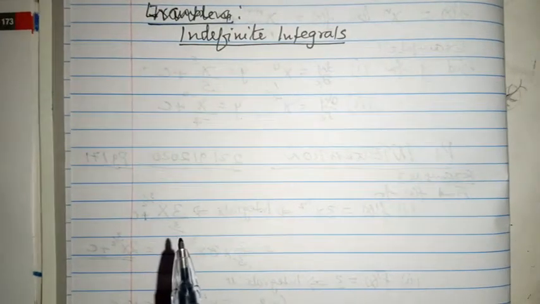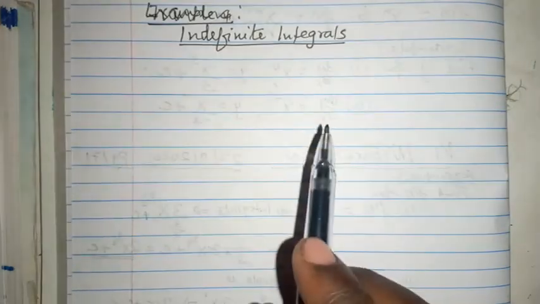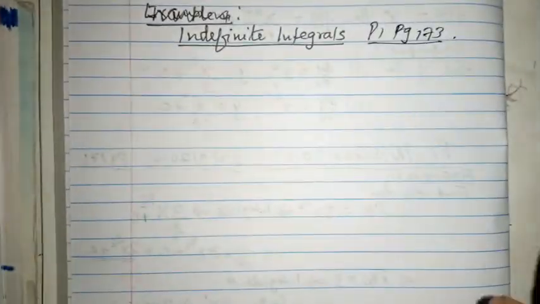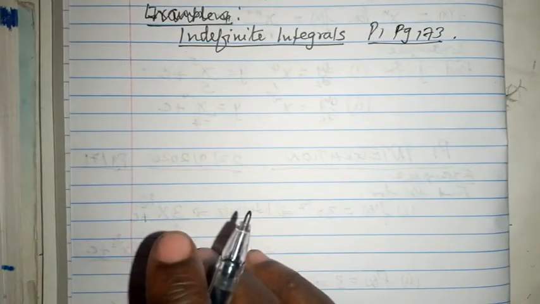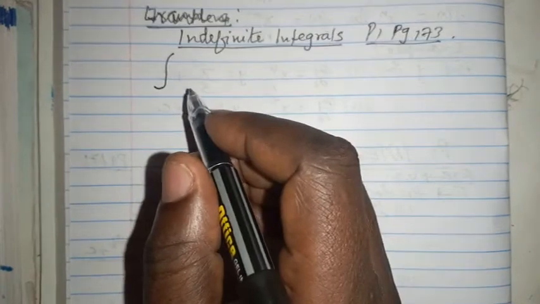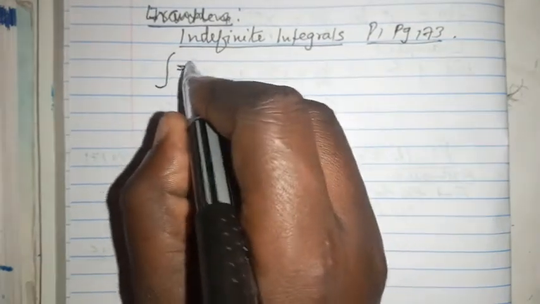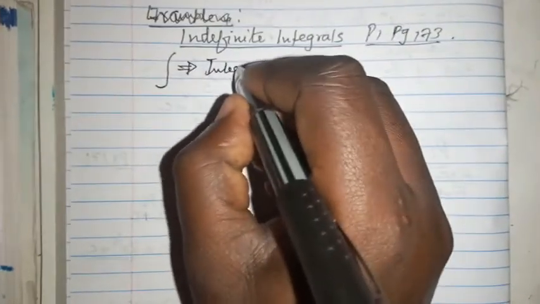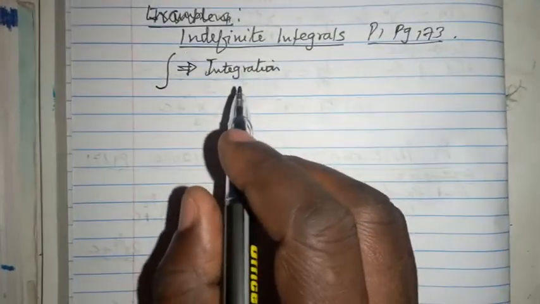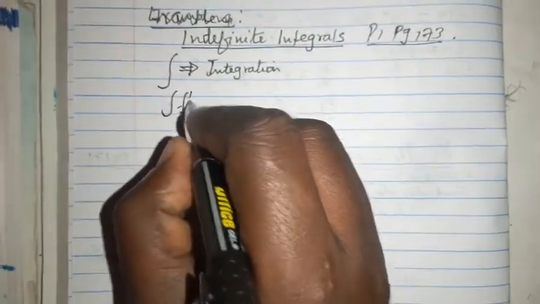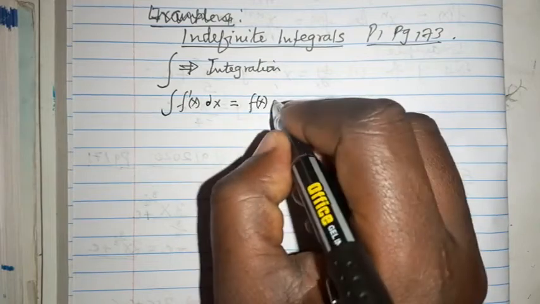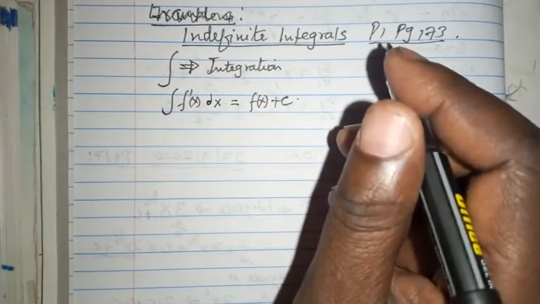And in this video, we continue to understand integration, and I want us to say something about indefinite integrals on P1, page 173. And we are told that you can use the symbol, the elongated S, to represent the process of integration. You can use that symbol. Anytime you see this symbol, please note that you are expected to integrate. For example, if we integrate the differential function with respect to x, this one should give you f(x), the function itself, plus c. This is just what we are talking about.